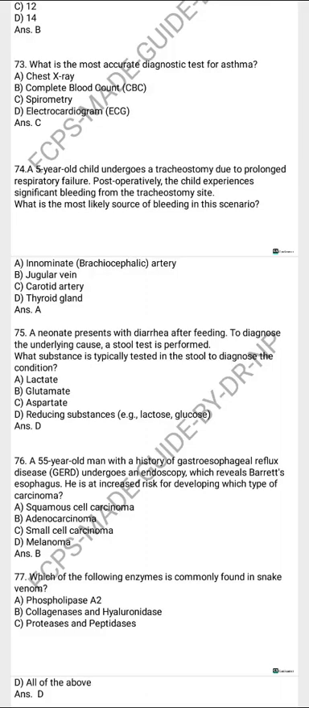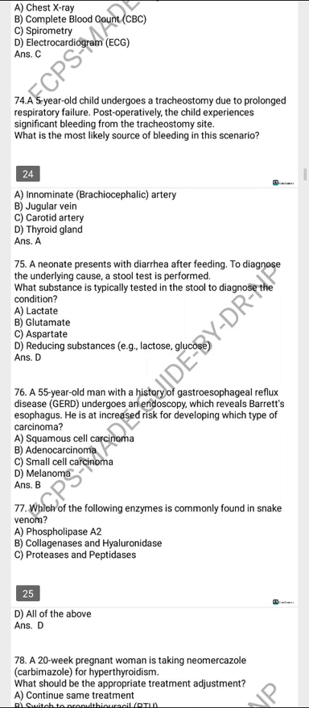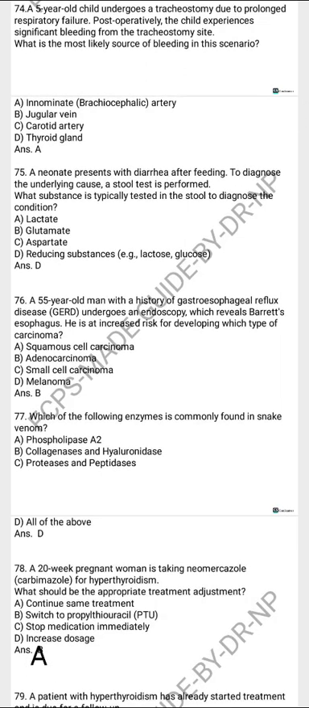A neonate presents with diarrhea after feeding. A Benedict's stool test is performed. What substance exists in the stool to diagnose the condition? It is a reducing substance, lactose or glucose.